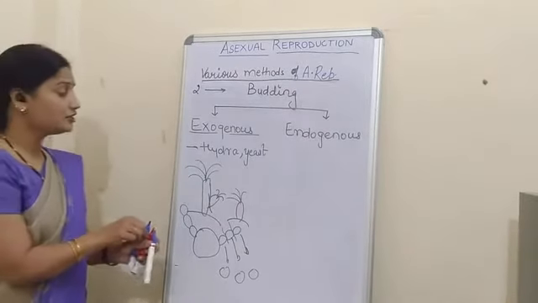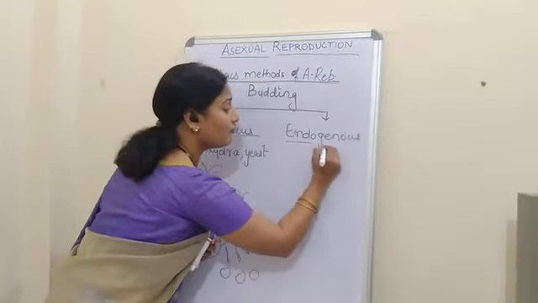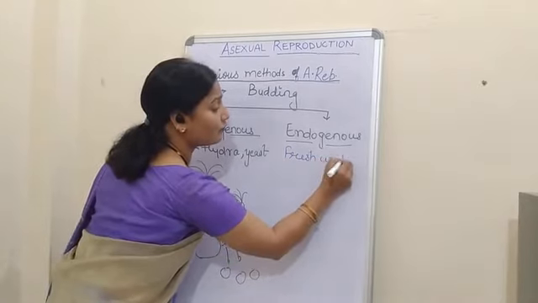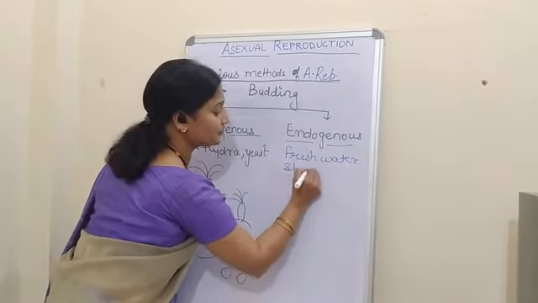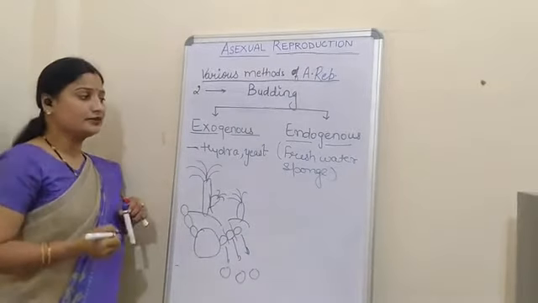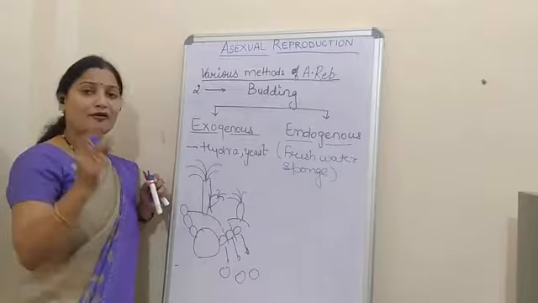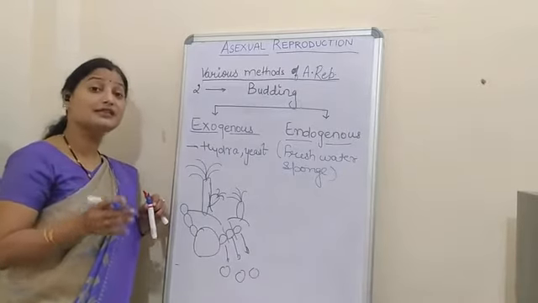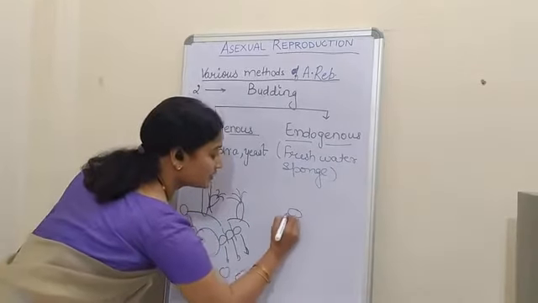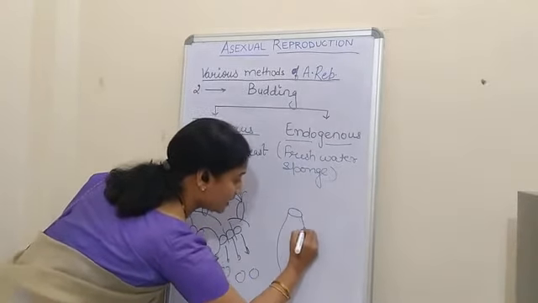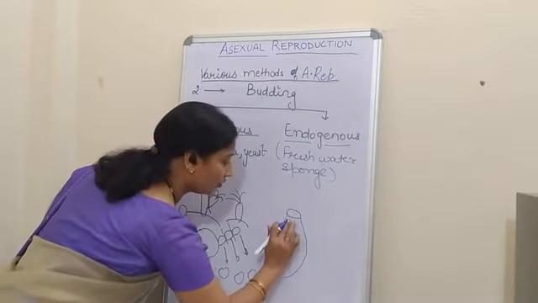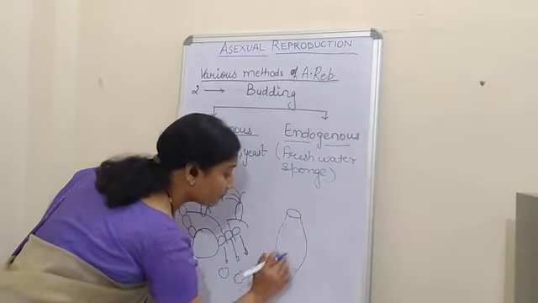Now for endogenous budding, we have one example, that is the freshwater sponge called spongilla. In case of spongilla, we can see that formation of bud takes place inside the body. Just let me draw one sponge. Suppose this is the body of the sponge, body wall. Then we all know that the sponge is porous.